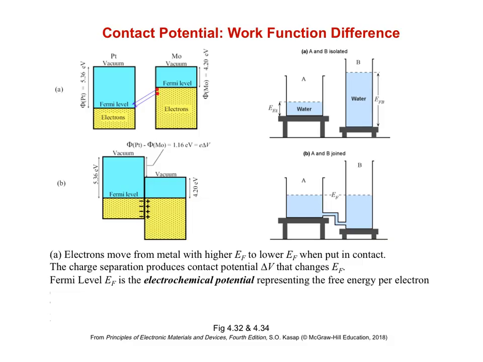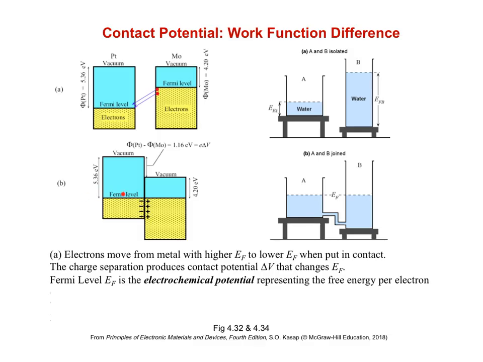The hydrostatic potential energy of water in two different containers can be used as an analogy. When the two containers are connected, the water will move from one container to the other to establish the same hydrostatic potential energy, equivalent to the Fermi level in the two containers.